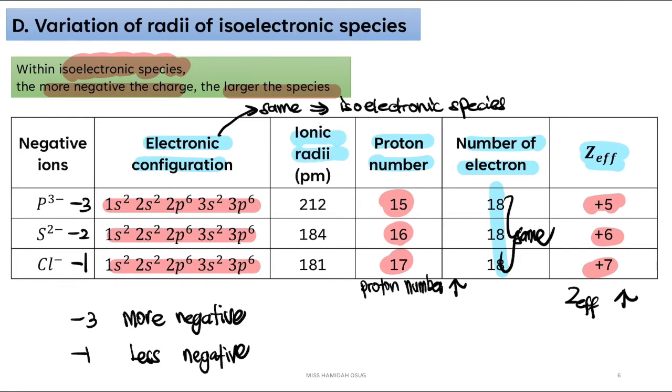Next, let's take a look at what happened to the ionic radii when the negative charge becomes less negative. As we can see there, when the negative charge becomes less negative, the ionic radii also decrease.